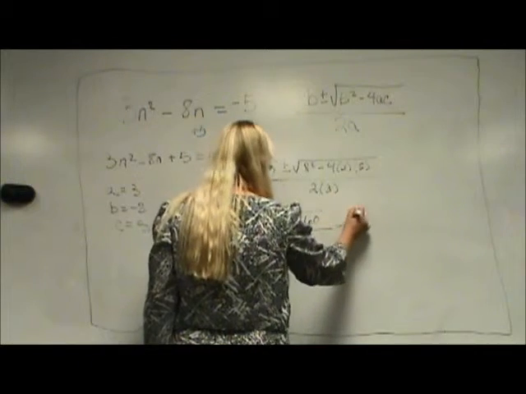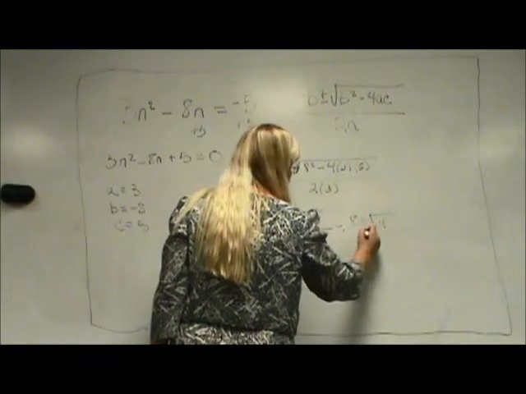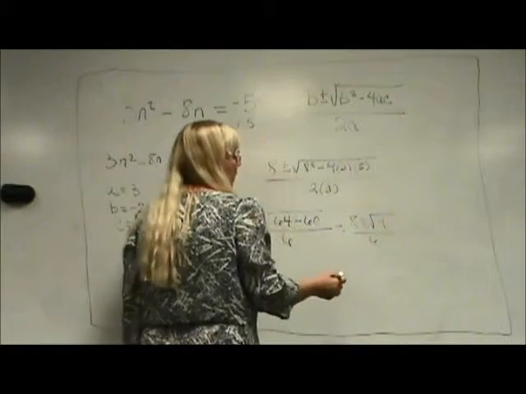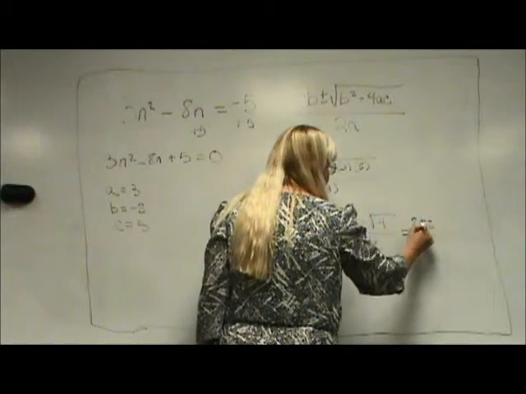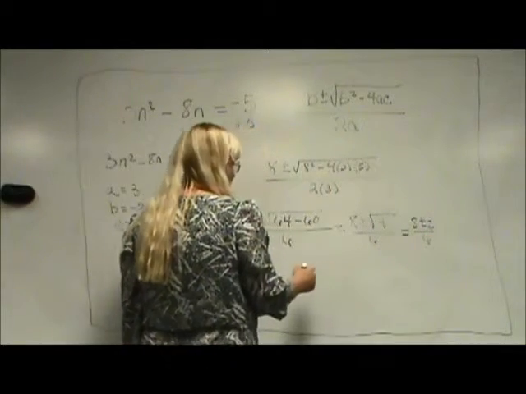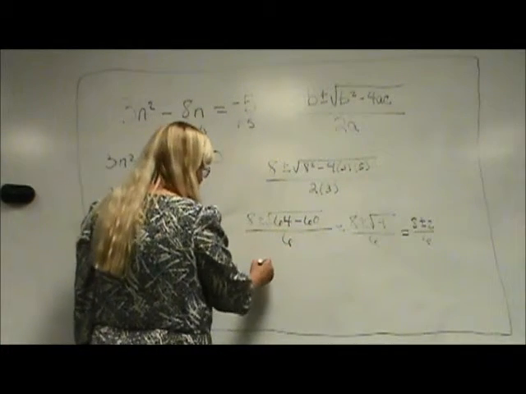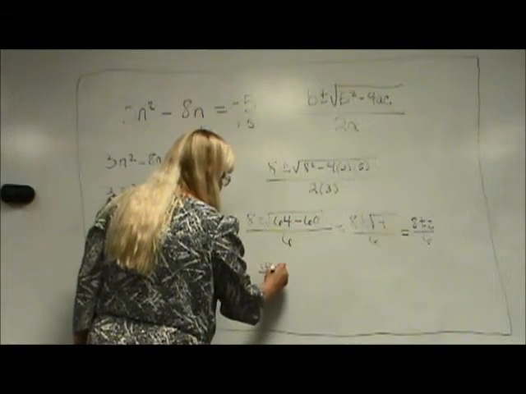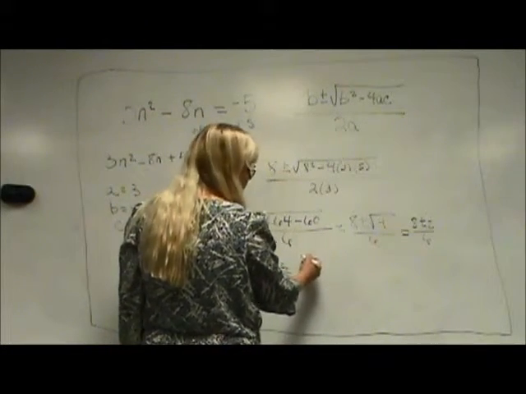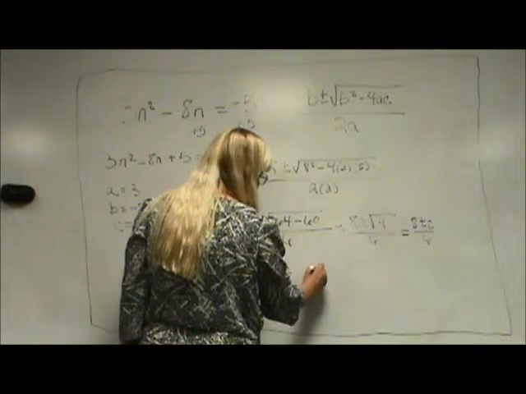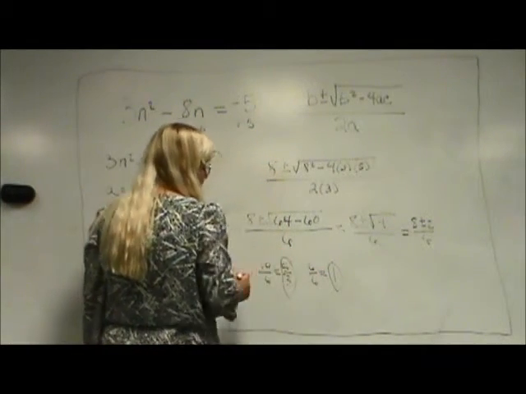Here I have 8 plus or minus square root of 4 all over 6. Since 4 is a perfect square, I'm just going to have 8 plus or minus 2 divided by 6. And since they're all numbers, I need to complete it. So if I add 8 and 2, I get 10 over 6, which reduces to 5 over 3. And if I subtract 8 minus 2, I'm going to get 6 over 6, which will give me 1. So my solutions are 5/3 and 1.